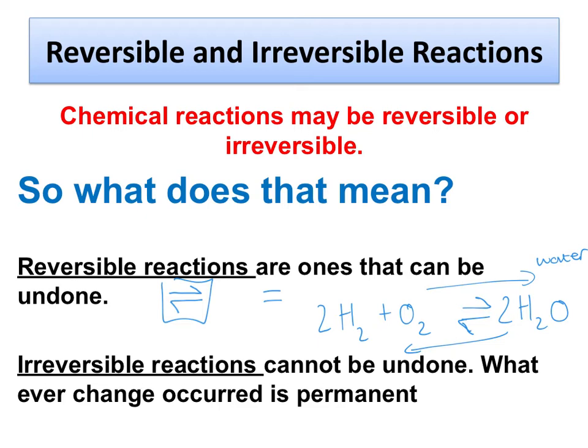Irreversible reactions cannot be undone. Whatever has occurred is permanent. And then we use an equal sign instead. That uses an equal sign. So that's exactly it, it is permanent, it cannot be undone.